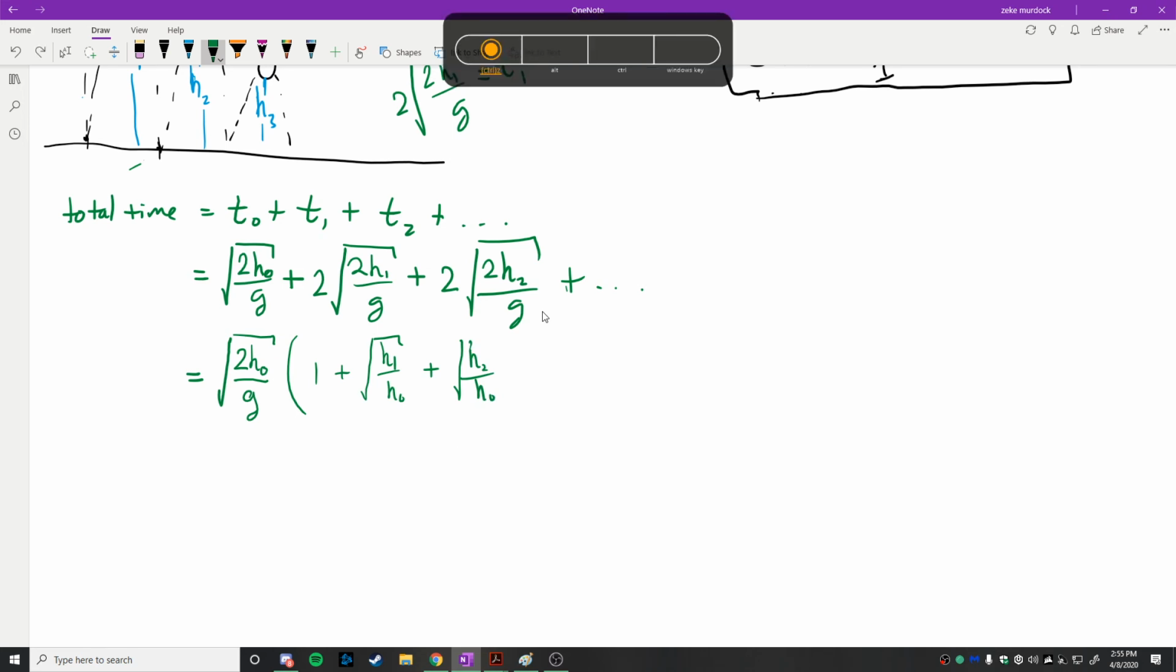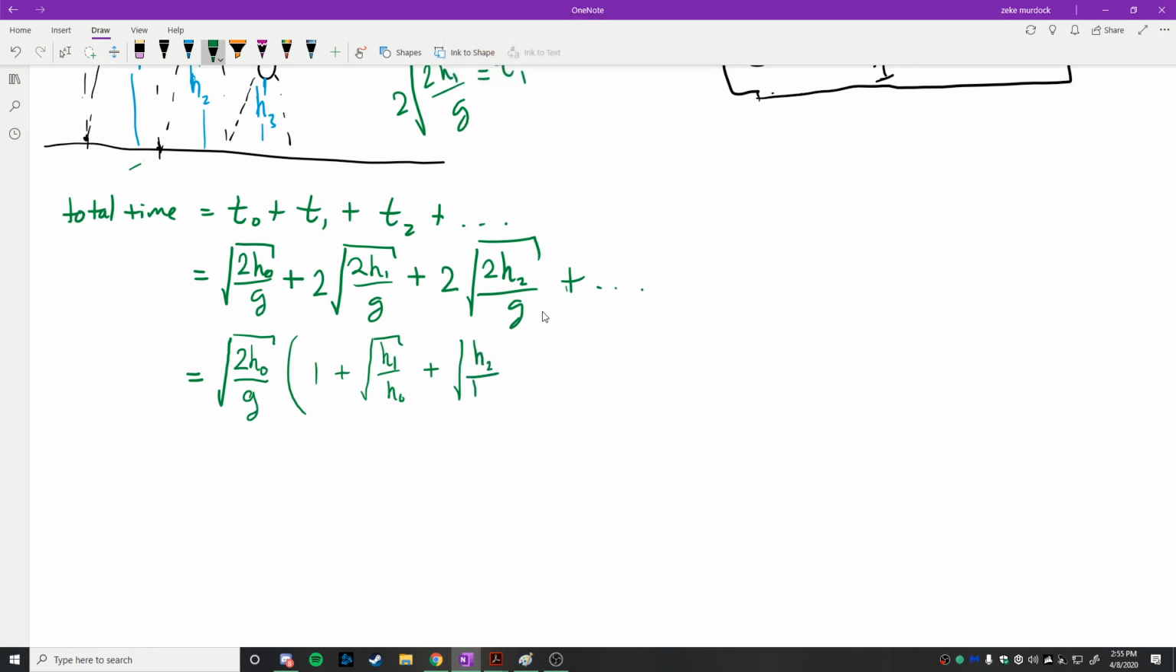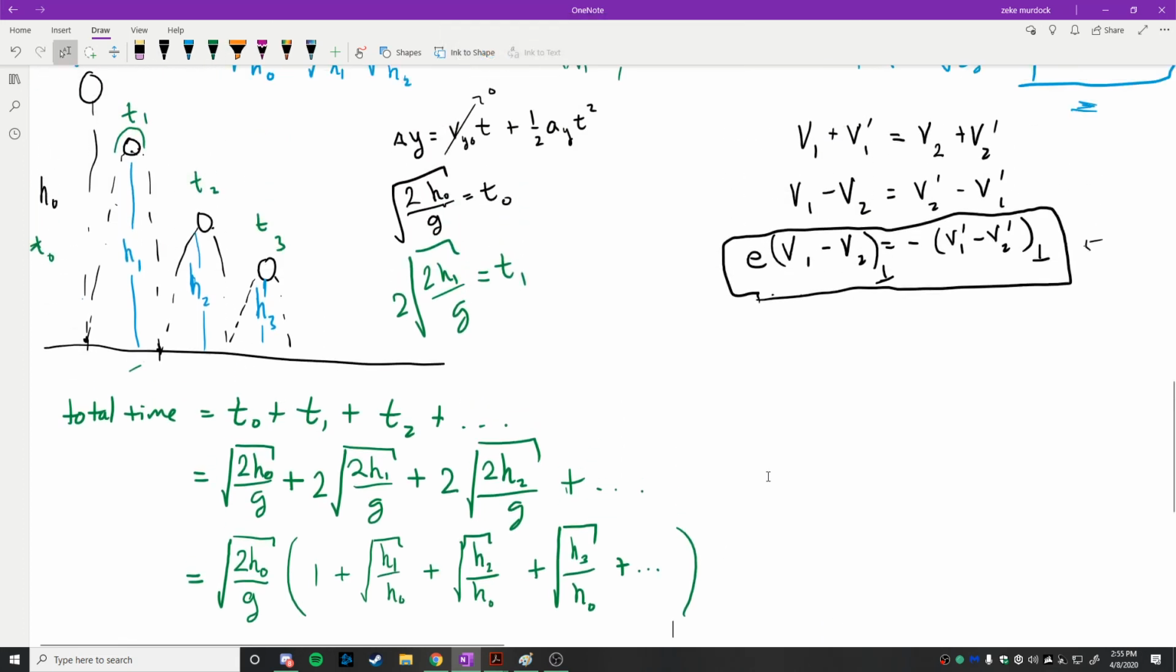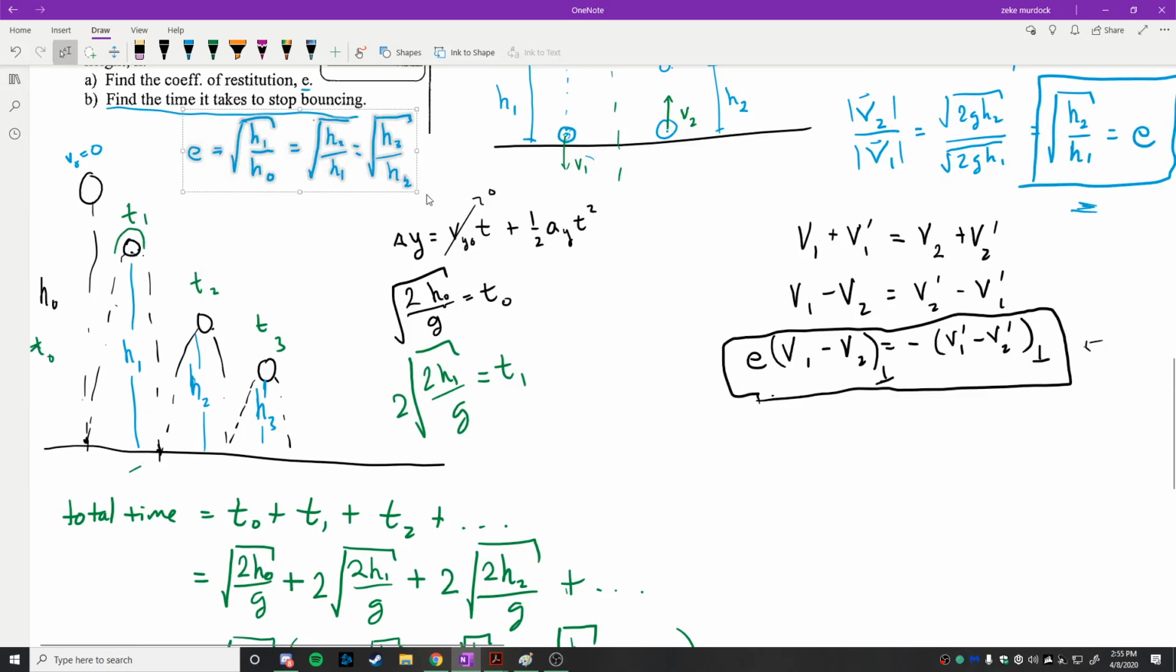Oh, that was awful. Let's just fix it. Why did it have to be h's? h2 divided by h0 plus, and we'll write one more term in here, h3 divided by h0 plus dot dot dot. Now we can replace these because we know that this first term right here, I'll scroll back up just a little bit, we said that this was true.